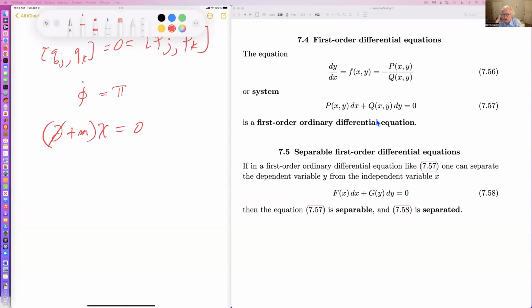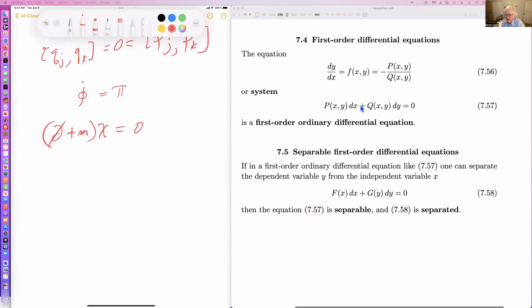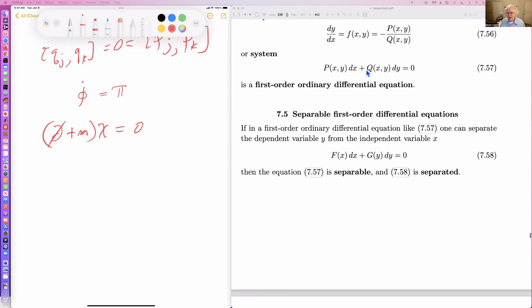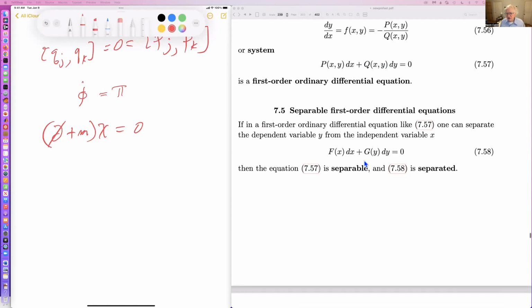So let's go to first order differential equations. This is dy dx equal to some f of x y, which you can write as a ratio of p to q, or we can write that as p dx plus q dy equals 0. This is a first order ordinary differential equation. Sometimes it's easy to solve, in particular if p is just a function of x and q is a function of y, because then the variables in the equation are separated.